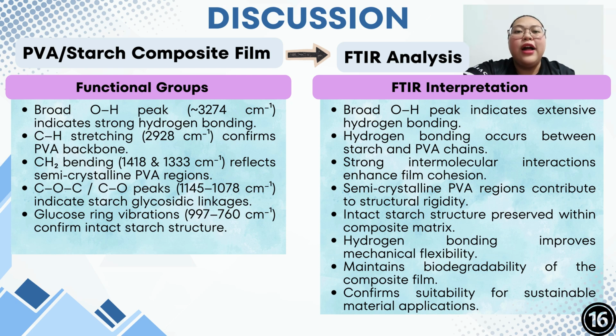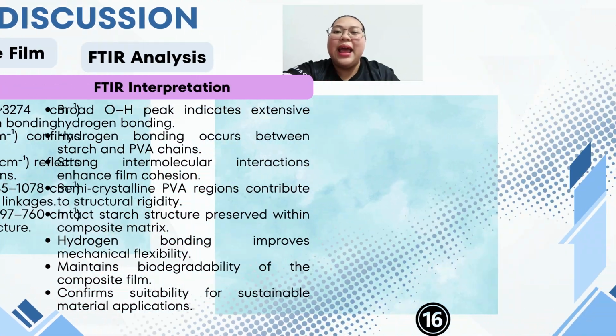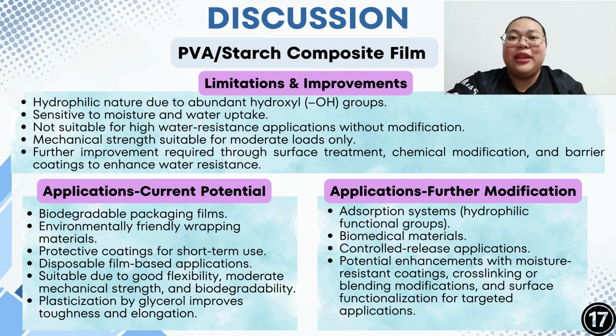So, overall, FTIR confirmed that the PVA starch composite film has strong intermolecular interaction, preserves starch integrity, and has suitable chemical characteristics for sustainable material application. Finally, let's discuss the limitation, improvement, and potential application of the PVA starch composite film. So first, let me look at the limitation of PVA starch composite film.